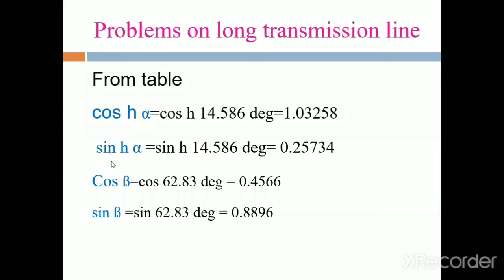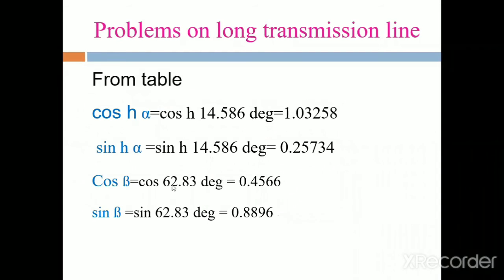After that we calculate the sinh alpha, that is equal to the sinh of 14.586 degrees, that is equal to 0.5734. Okay, then we calculate the cos beta.